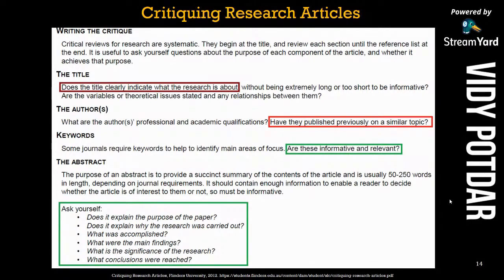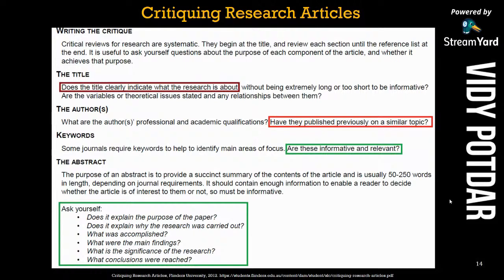What I was saying was the evaluation or criticizing of a research article can be done across a number of dimensions. So starting from the title, the author, the keywords, the abstract, introduction, research methodology, research findings, discussion, conclusion, and even the reference list. So everything is a potential target for you to evaluate.